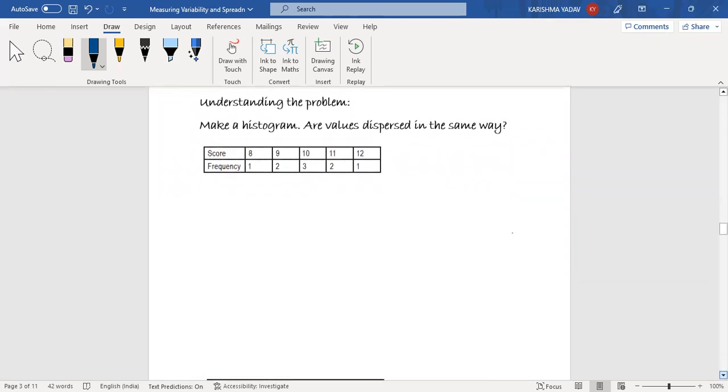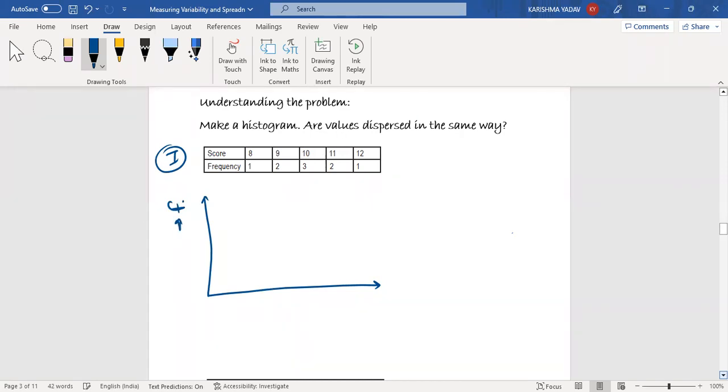Now it says to make a histogram and see whether the values are dispersed in the same way. So let's try to make a histogram of this score. We have this first score. If I make a histogram of it, it will be like this. My drawing is not that great, so the lines would be like this. Here comes the frequency.